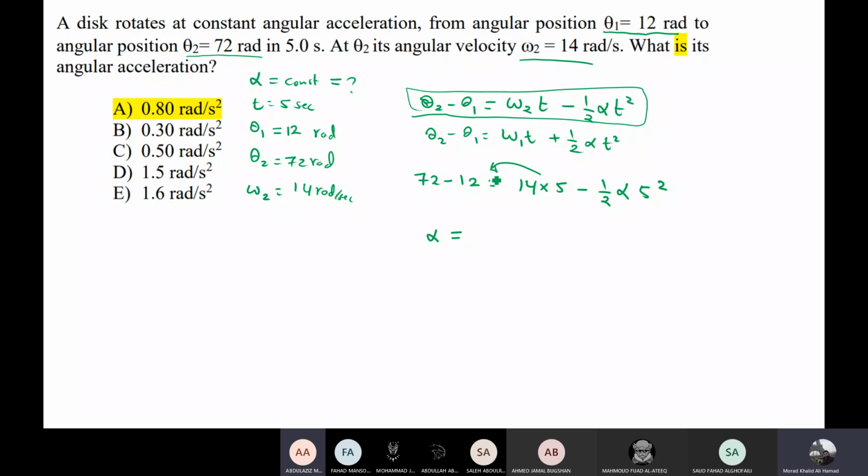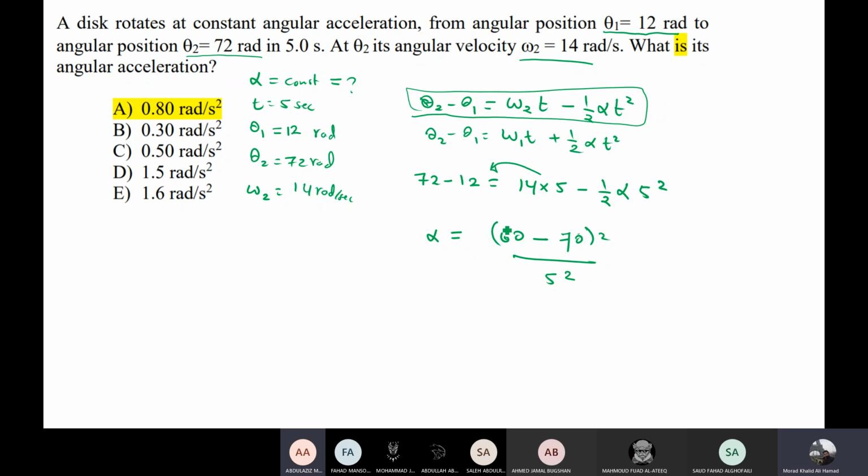We bring this to the other side, multiply by two and divide by 5 squared. You will get 2 times, okay, just a minute, please. We will have 72 minus 12, it is 60, minus 14 times 5, I think it is 70, times 2 over 5 squared.